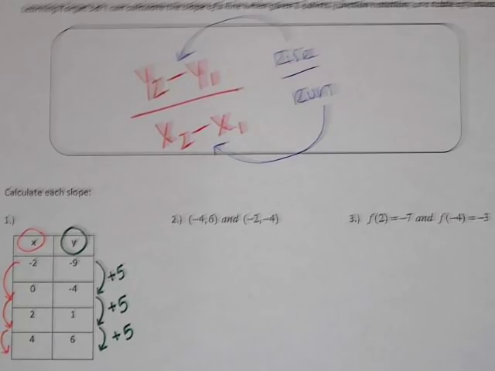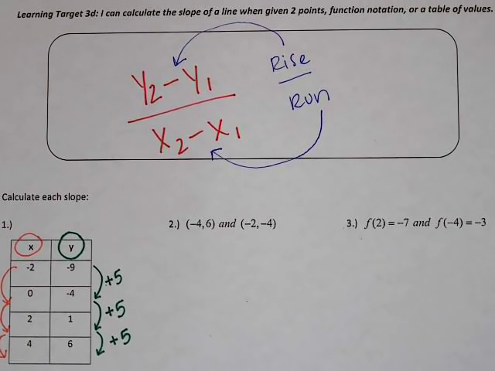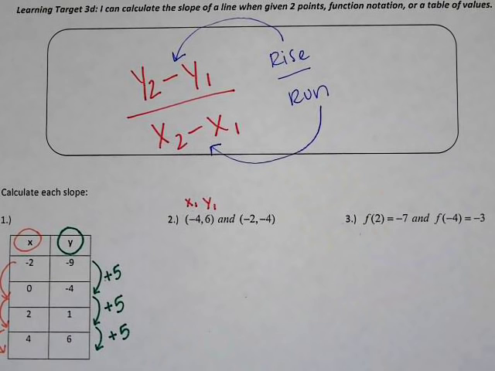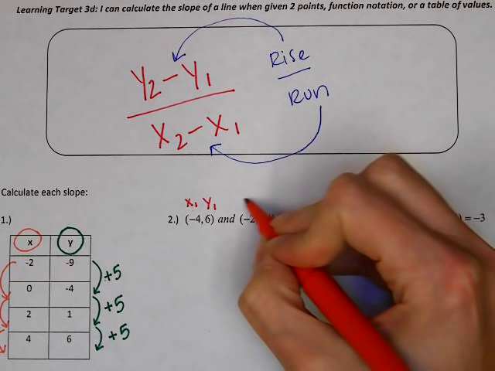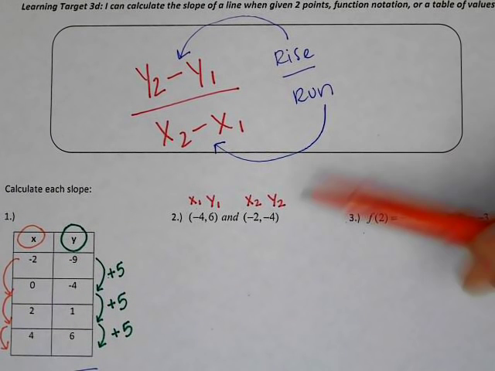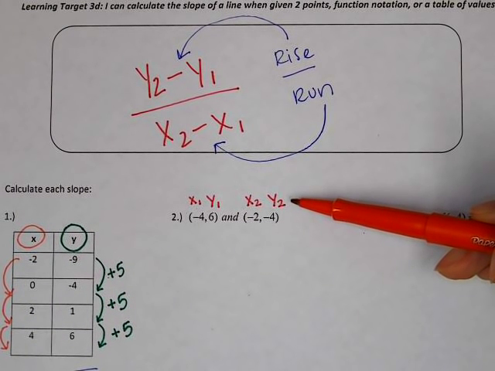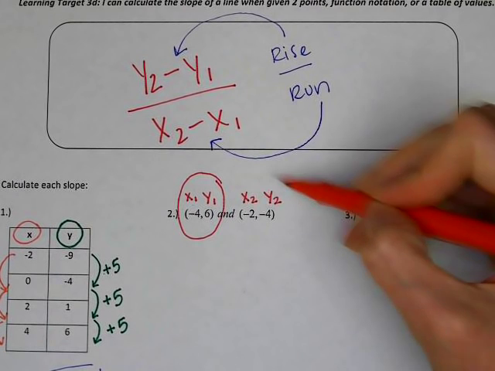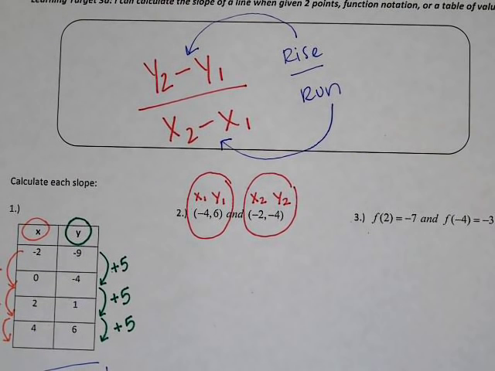Now, number 2, when you're given an ordered pair, this is where I would use the formula. Remember the first point is always x1, y1, and the second point is always x2, y2. If you were absent last Friday, this is totally new to you, so you might want to get some help from a friend. So the first point is x1, y1. The second point is x2, y2. And now let's use our formula to find the slope.